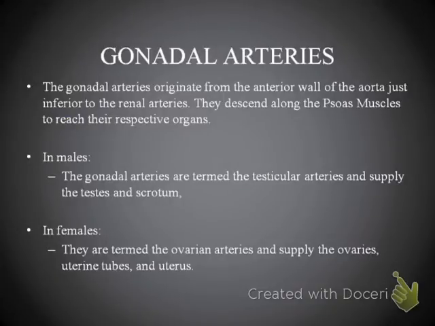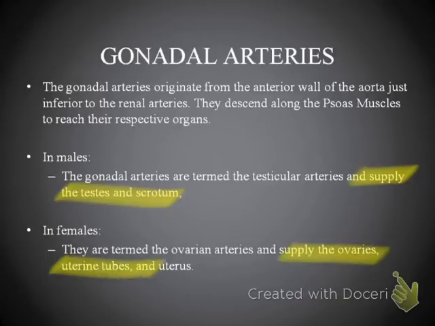We also have the gonadal arteries. The gonadal arteries originate from the anterior wall of the aorta, just inferior to the renal arteries. They descend along the psoas muscles to reach their respective organs. In males, the gonadal arteries are termed the testicular arteries and supply the testes and scrotum. So know that the gonadal arteries in males supply the testes and the scrotum. In females, they are termed the ovarian arteries and supply the ovaries, uterine tubes, and uterus. So just keep that in mind, these two structures.